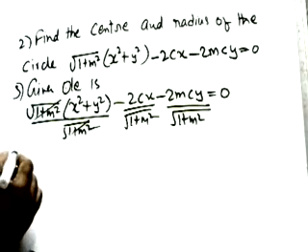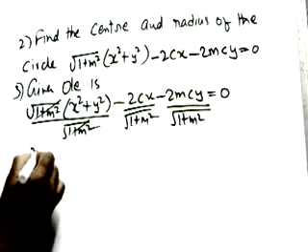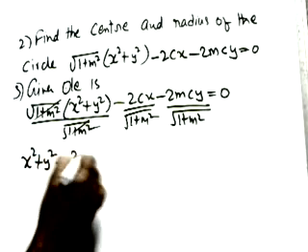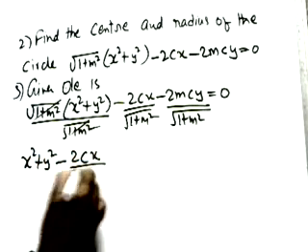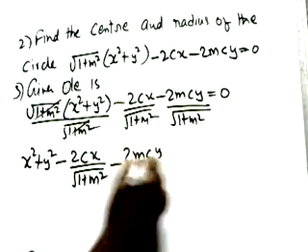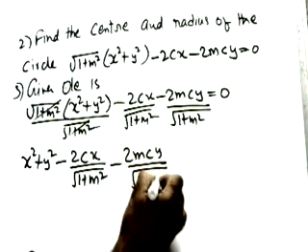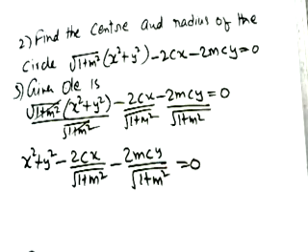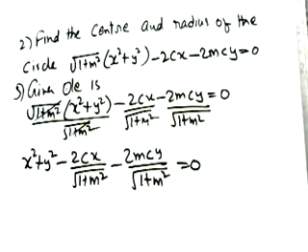So you get cancel this one. Okay. So what is left? I am writing once more. x square plus y square minus 2cx by under root of 1 plus m square minus 2mcy by under root of 1 plus m square equals to 0. Now, before going to the next question, watch carefully.